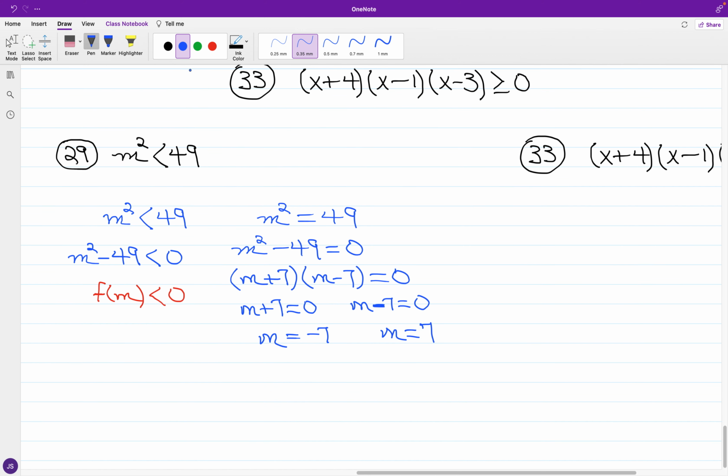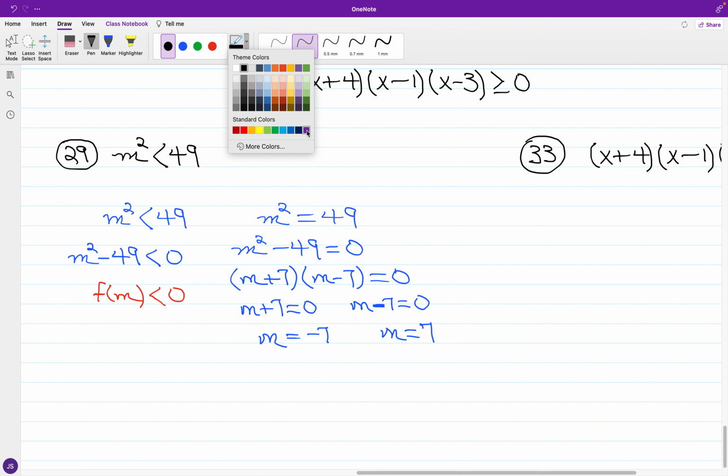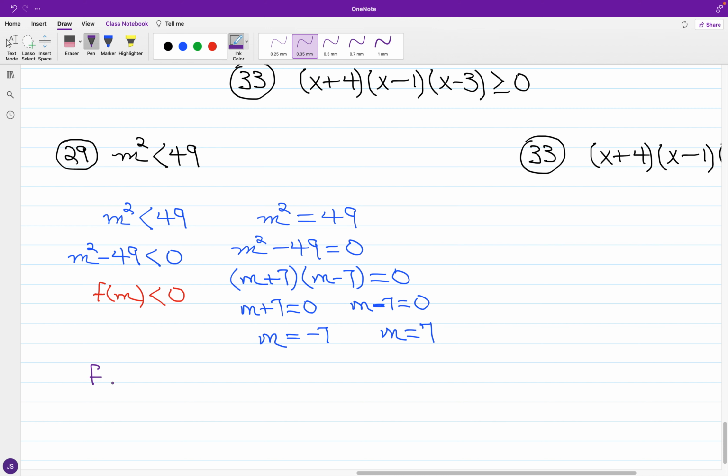And so just looking at setting up our table, we have for the essential pieces, again, f of m, which is m squared minus 49. Now for the zeros, if I arrange them in ascending order, you have negative 7 and positive 7.